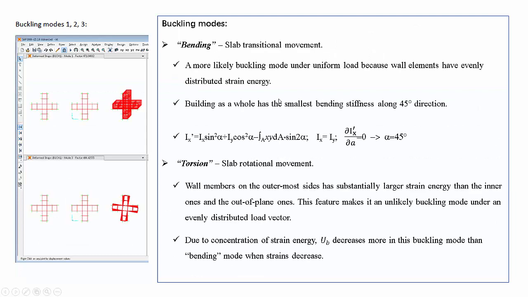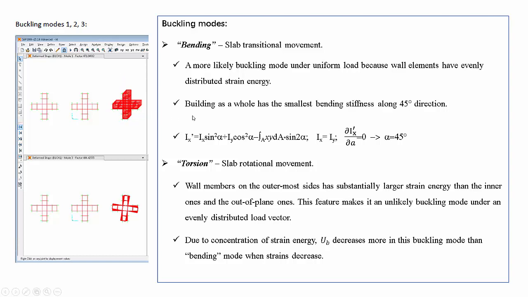Now, let's take a look at those buckling modes. First of all, the bending buckling mode, the slabs are in translational movement. This is a more likely buckling mode under self-weight load because the wall elements have relatively evenly distributed strain energy. Now, it's interesting to notice that the buckling is along the 45-degree direction instead of the principal axis.